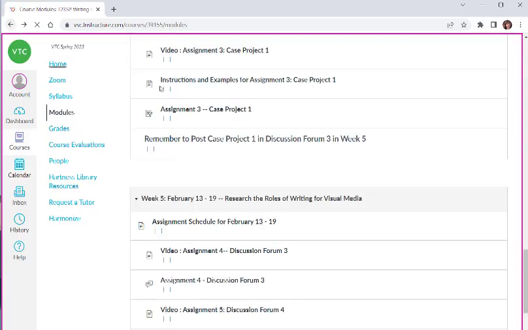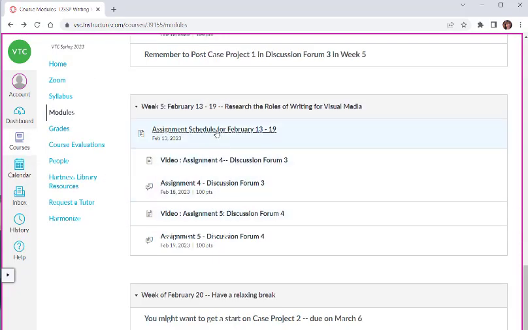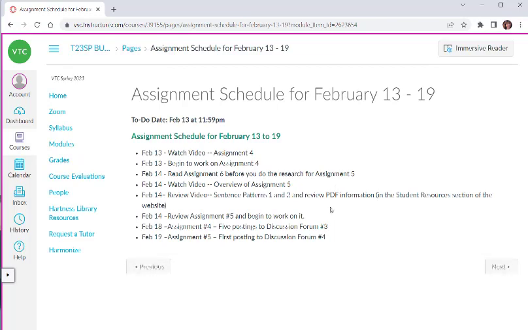We come back to the class now, and let's take a look at the assignment schedule for Week 5. You'll notice there are a few things going on here, and we'll be talking a little bit about Assignment 4, Assignment 5, and Assignment 6, but only Assignment 4 and Assignment 5 have anything due during this week. So I'm suggesting the first thing you'll do is watch this video that I'm making now, and then work on Assignment 4, which is Discussion Forum 3. Then read Assignment 6 before you begin to do the research for Assignment 5.